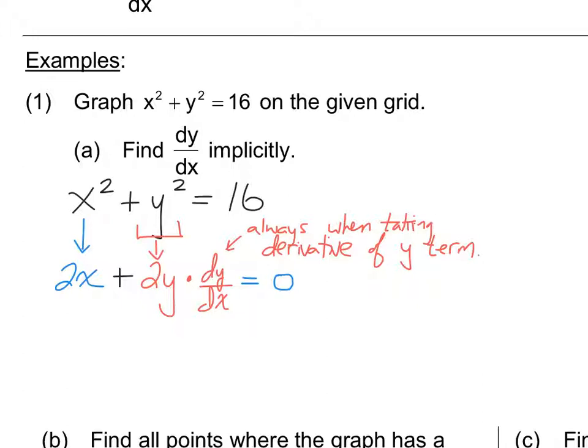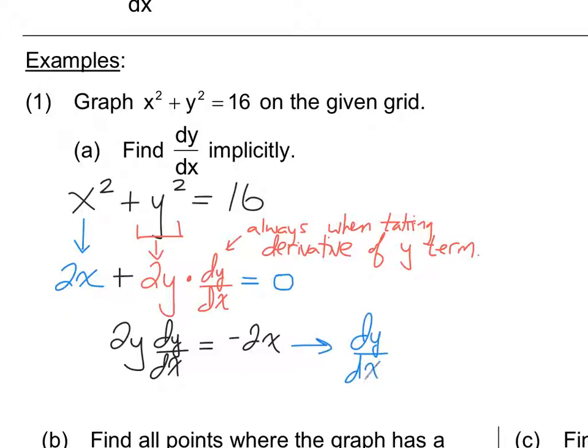All right. And once you do all that, we want to solve for dy/dx. All right. So I'm going to subtract off the 2x. So I'll have 2y times dy/dx equals negative 2x. And then I'll divide both sides by a 2y. And that'll give me dy/dx equals negative x over y. And so that would be our derivative.